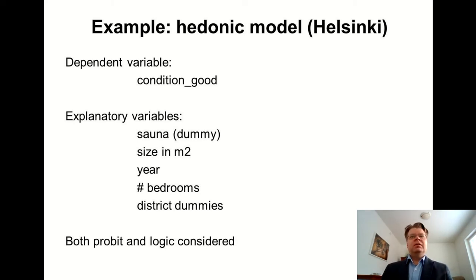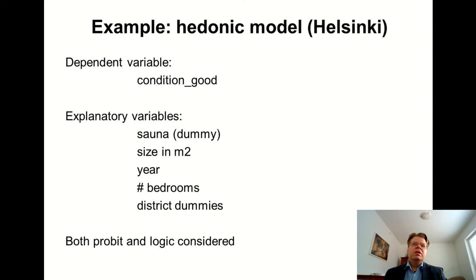So let me illustrate then with the example, coming back to our hedonic modeling of the housing market, in the case of the Probit. We had, of course, several discrete variables in the data set. And I have chosen here to try to explain the probability that the apartment is in good condition with some explanatory variables such as size of apartment, year of construction, number of bedrooms, and which district it is located in. And I also use the dummy variable for sauna.